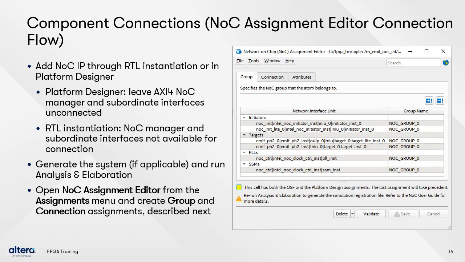If you're using RTL code to instantiate the NoC IP, these interfaces are not available for connection at all, since the connections must be made in the NoC assignment editor. Simply instantiate the initiator and target IP. For either option, perform analysis and elaboration. This builds the design hierarchy and establishes the INIUs and TNIUs that will be connected in the NoC assignment editor, accessible from the assignments menu. You'll then create group and connection assignments in this tool, described next.